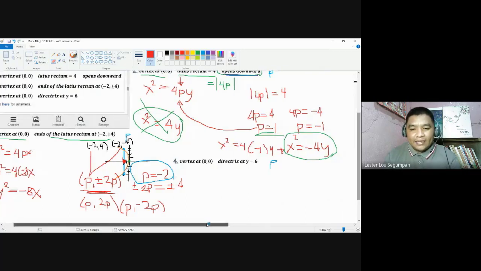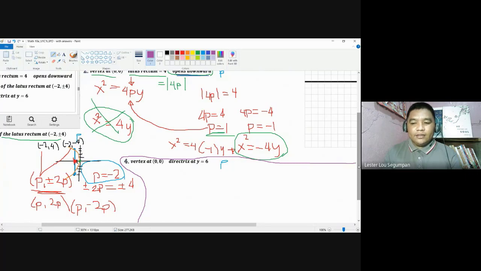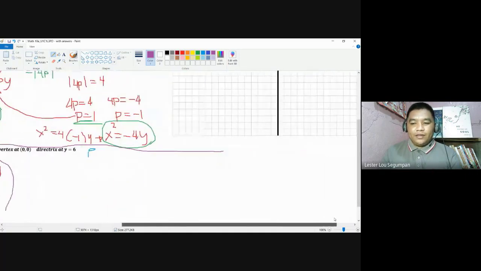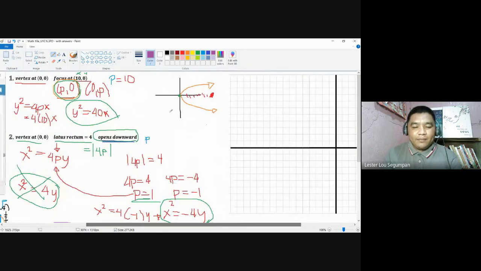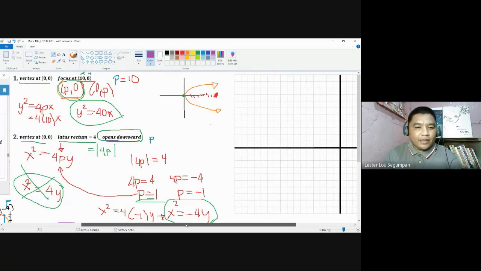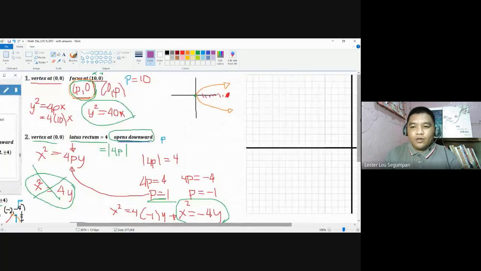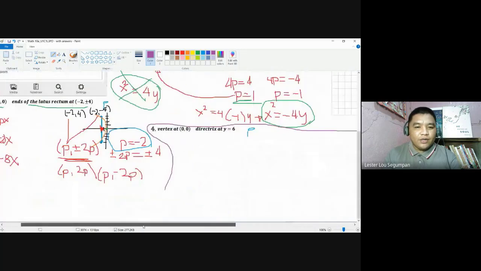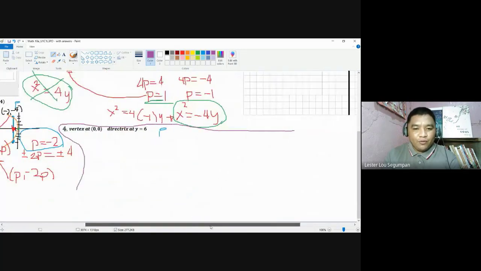Finally, for our last item here, we are given a situation where our vertex is still at the center. By the way, I do have here the area for graphing. I forgot that I have a graphing paper here. You could place number 1 here for your analysis as well as number 3. But since we already have them here, let's continue with number 4.